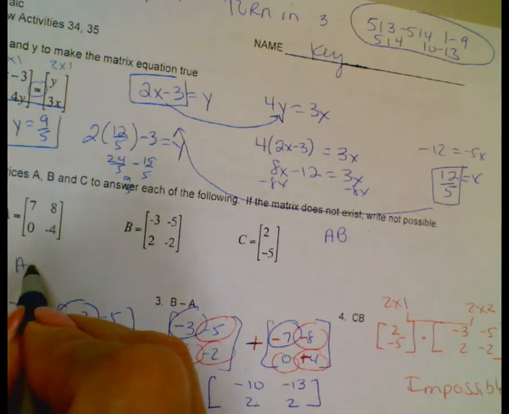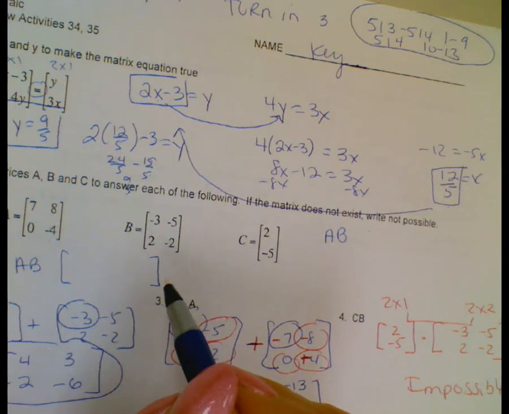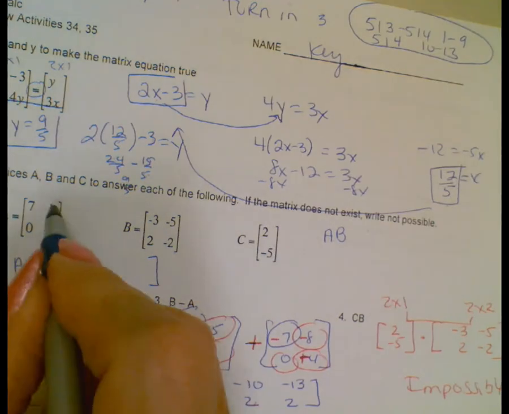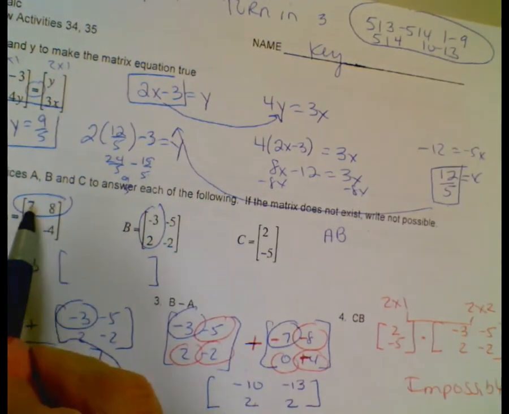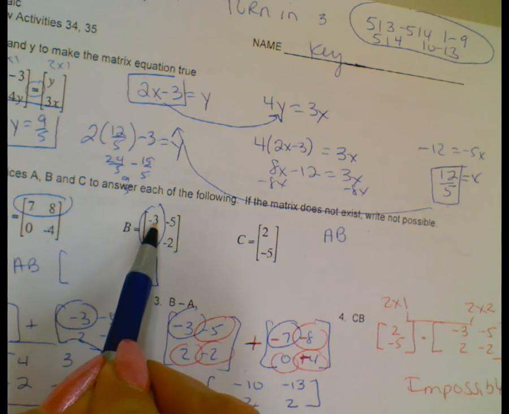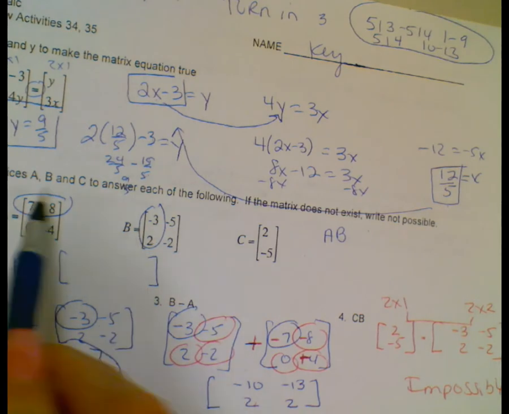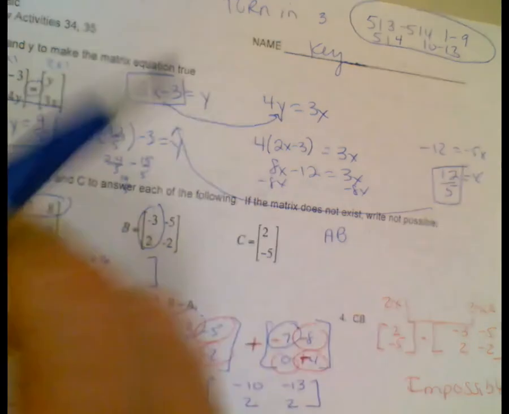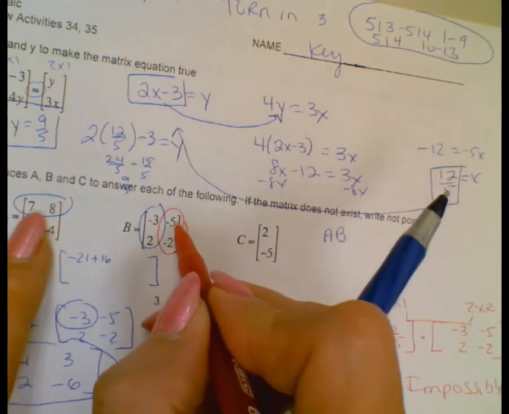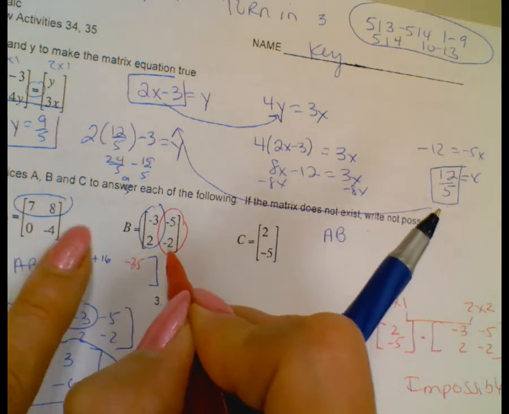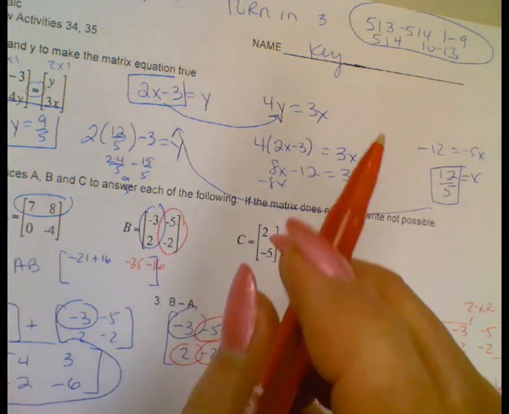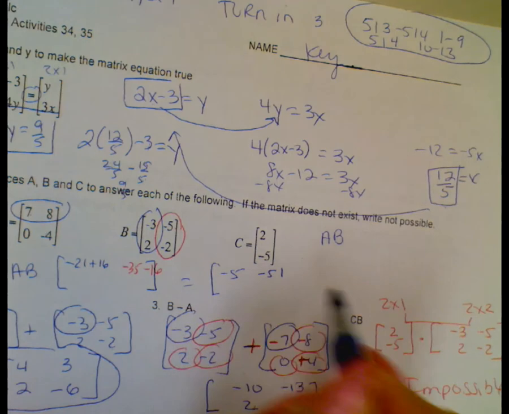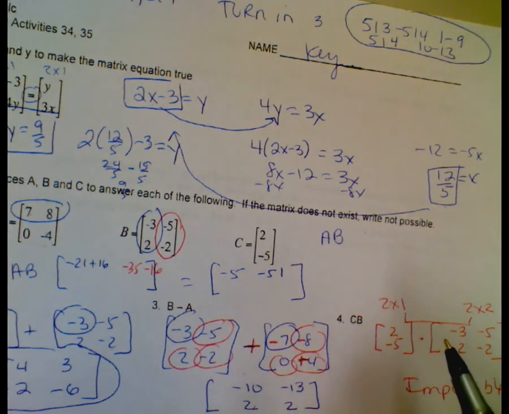If you're doing A and B, your answer is still going to be a 2 by 2. You're going to do row 1 times column 1. So that's 7 times negative 3, which is negative 21, plus 16. Negative 21 plus 16 is the first one. Now if you circle the second column with this first row, you're going to get negative 35 and negative 16. So those are grand totals of negative 5, and that would be negative 51. So far it's negative 5 and negative 51.